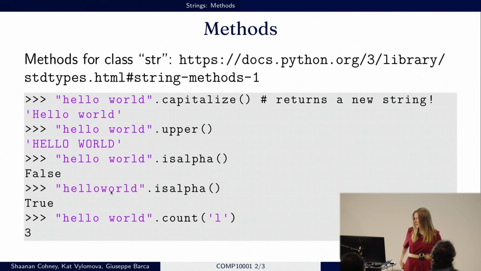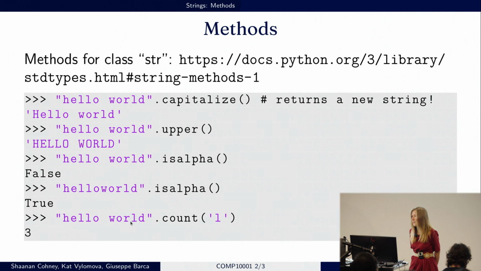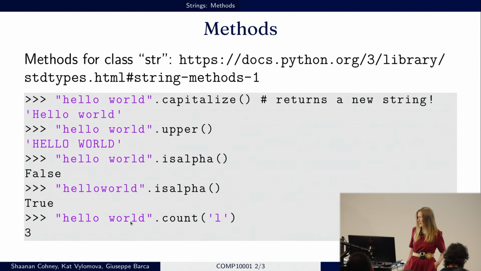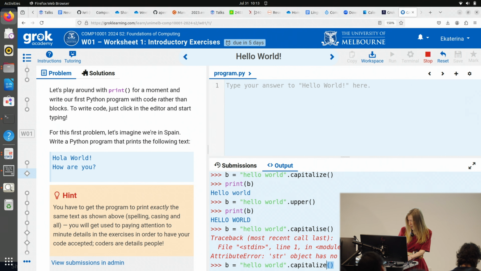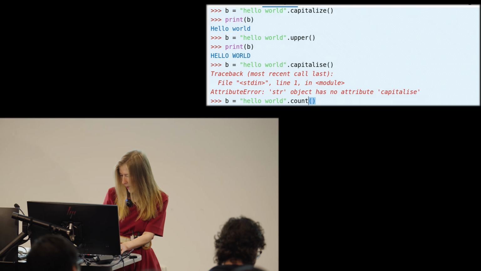It returns true. And we can also use methods to count the number of times a particular character or substring appears in that string. For instance, in hello world, we have the character L that appears 3 times. We can also count the number of times a particular substring, not just a single character, but the whole substring. For instance, count lo.